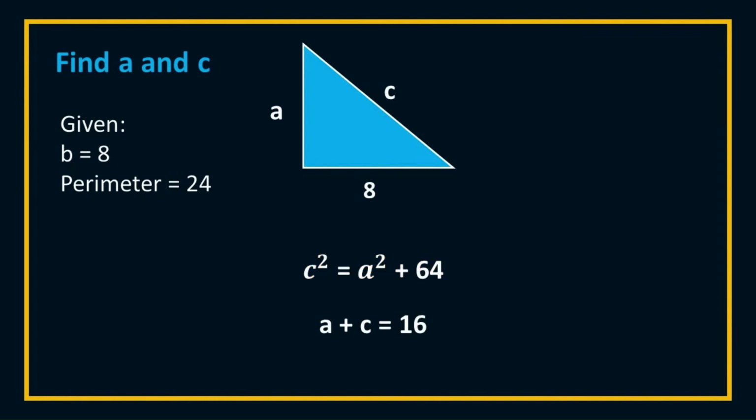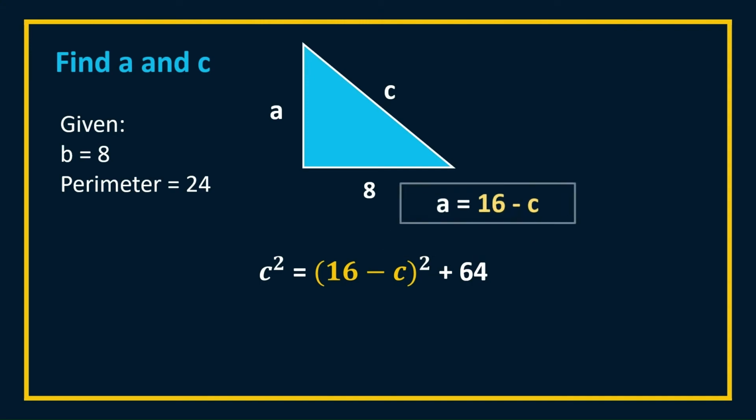Okay, so let's work on the second equation. Subtract C from both sides and it becomes A equals 16 minus C. A variable, 16 minus C expression. And let's plug that expression into the first equation. Notice that the equation has A squared, so we'll have to open parentheses and plug what we have between them. So C squared equals A squared becomes 16 minus C quantity squared plus 64.